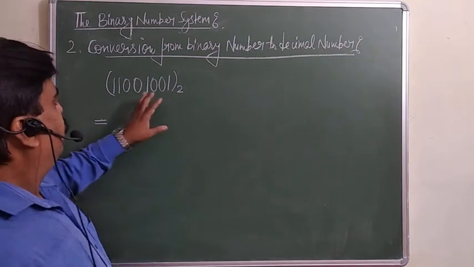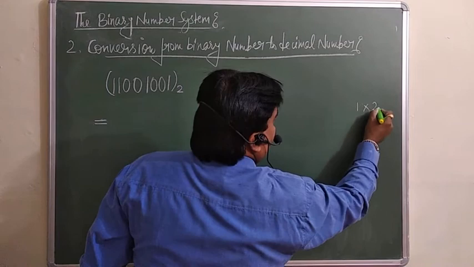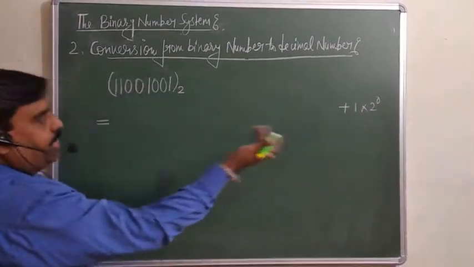Yes, now we can change the binary number into the decimal. How can you change? It's very simple. देखिए base 2 है, इस नंबर के लिए पहले लिखिए 1 into 2 raised to power 0. You must start from the right side here.